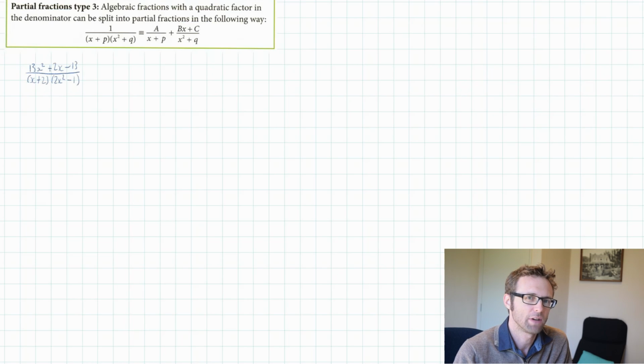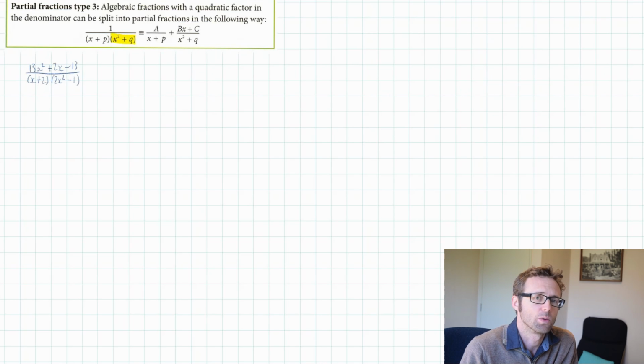We're talking about partial fractions, types 3 and 4 today. First off is type 3, where we have a quadratic factor in the denominator. So the example here, this is our quadratic factor. You see the x squared plus q there. What we do with those is we separate the factors as per normal. But in the second factor, the one with the quadratic, we're going to have bx plus c on top.